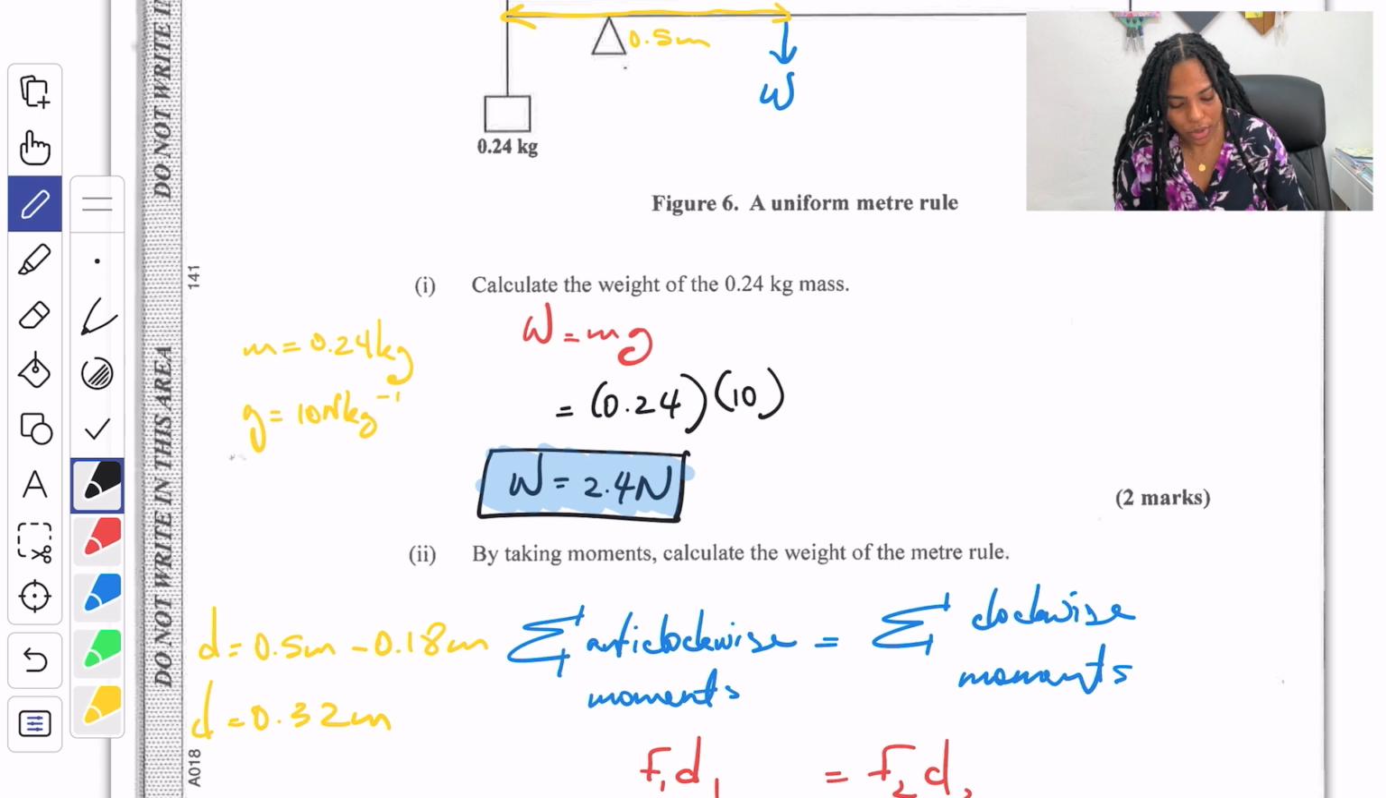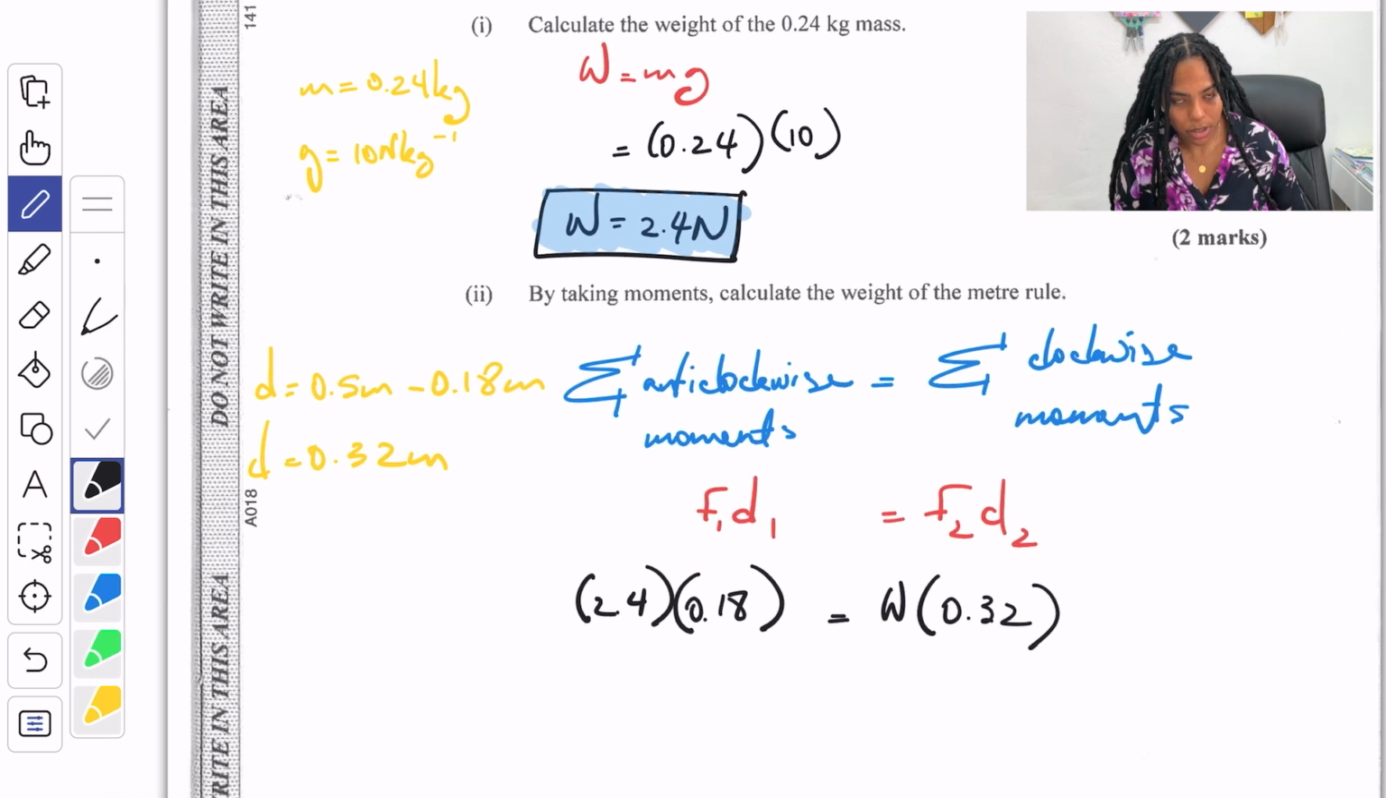So the first force is this mass here, which we already found the weight of, which is 2.4 newtons. And its distance from the pivot is 0.18. The other force is the weight of the meter rule, and its distance from the pivot is 0.32 meters.